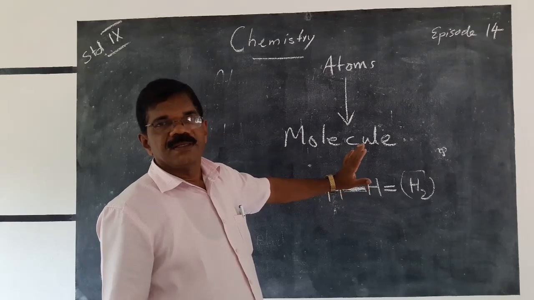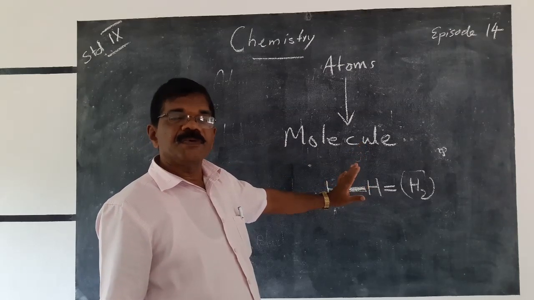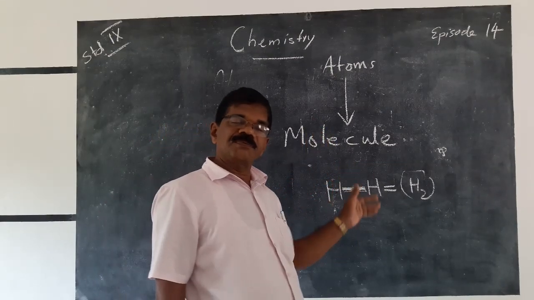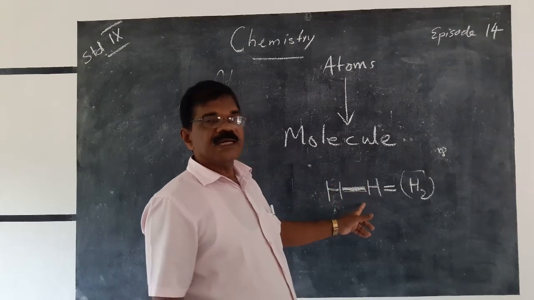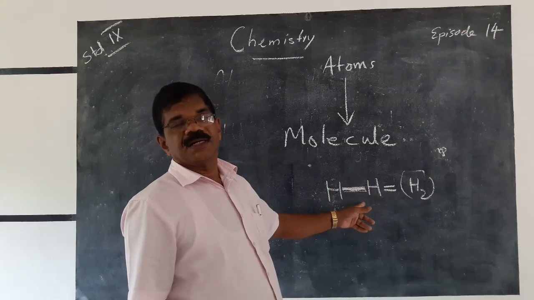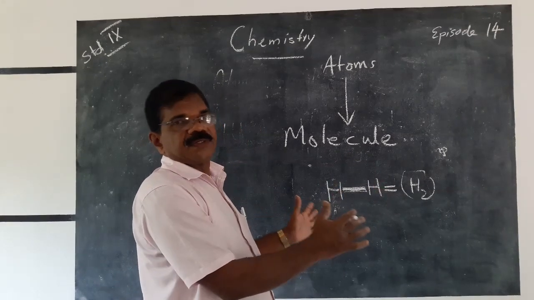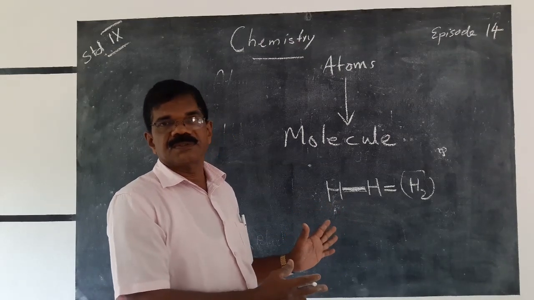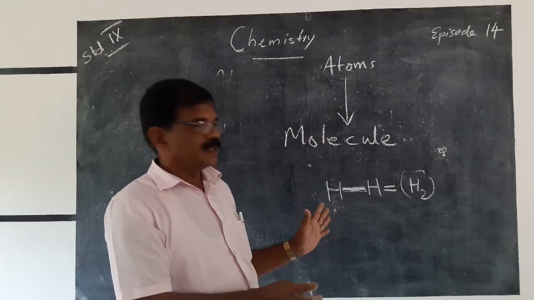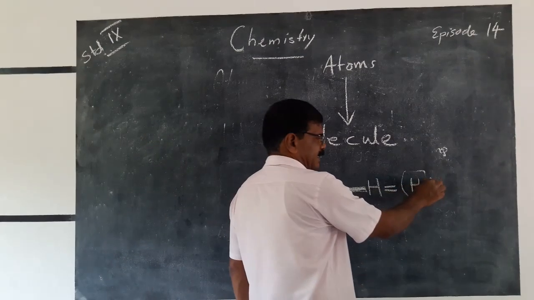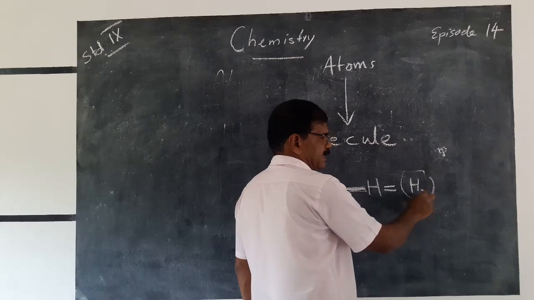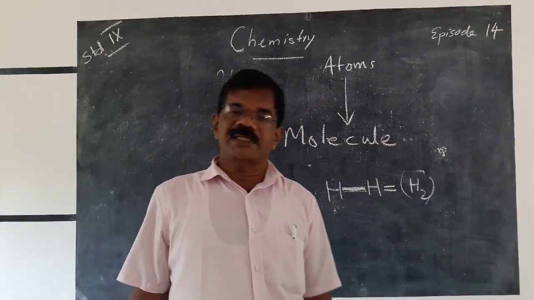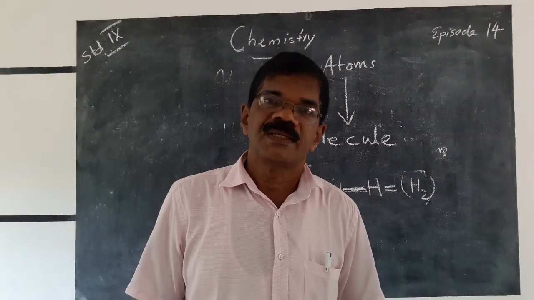So, a molecule is a group of two or more atoms, in certain cases three or four, that are chemically bonded. They are held together, close together, by an attractive force. Then, this hydrogen can exist freely in the state. Then we can elaborate the definition of the molecule.